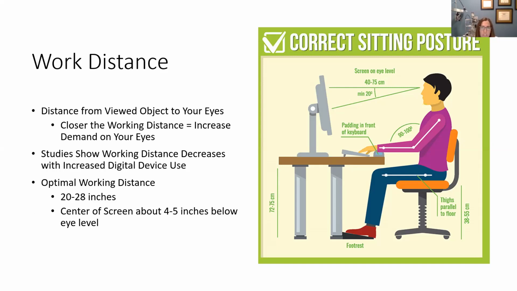The optimal working distance is about 20 to 28 inches away from your computer screen. You might not really think about this when you're set up, but you could measure the distance to see if that's where you're already locked into sitting. If not, you might want to move a little closer or farther. I'm guessing you're probably sitting closer, if anything. And then you do want to be looking a little bit down. The center of your screen should be about 4 to 5 inches below eye level.